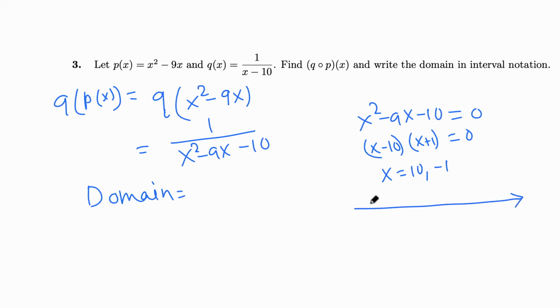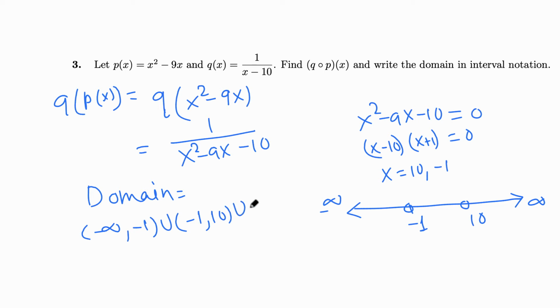So it's a number line. 10 is not in the domain, negative 1 is not in the domain. So negative infinity through negative 1, negative 1 through 10, and 10 through infinity.